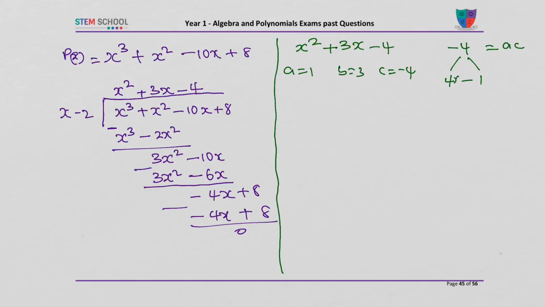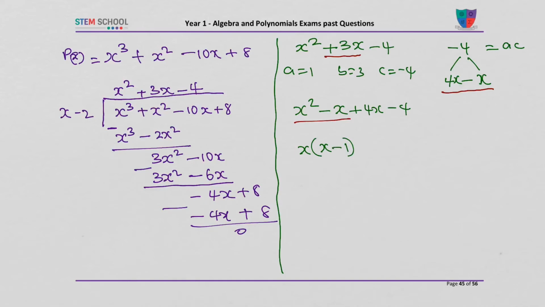So if I put x here, and I have to put x there, 1 times x is x. Now what I need to do is replace plus 3x with 4x minus x. Okay, so x squared minus x plus 4x minus 4. Common factor from here is x, so I get x out, so I get x minus 1.